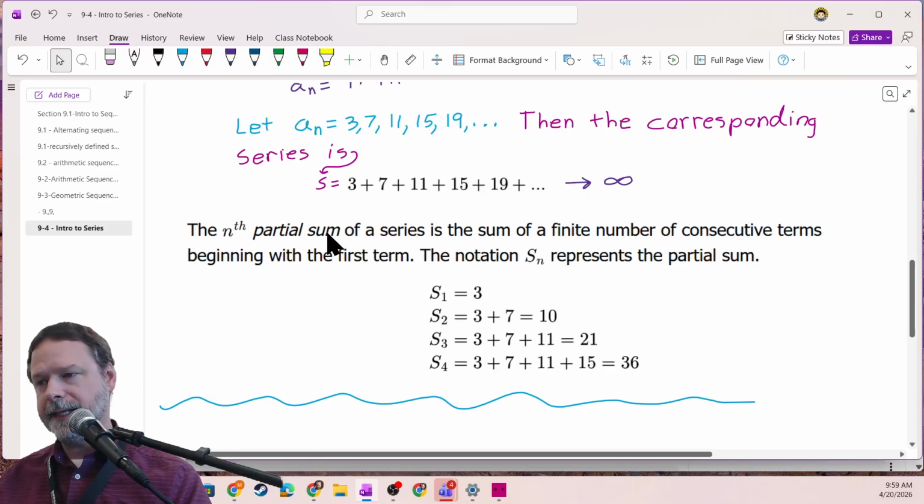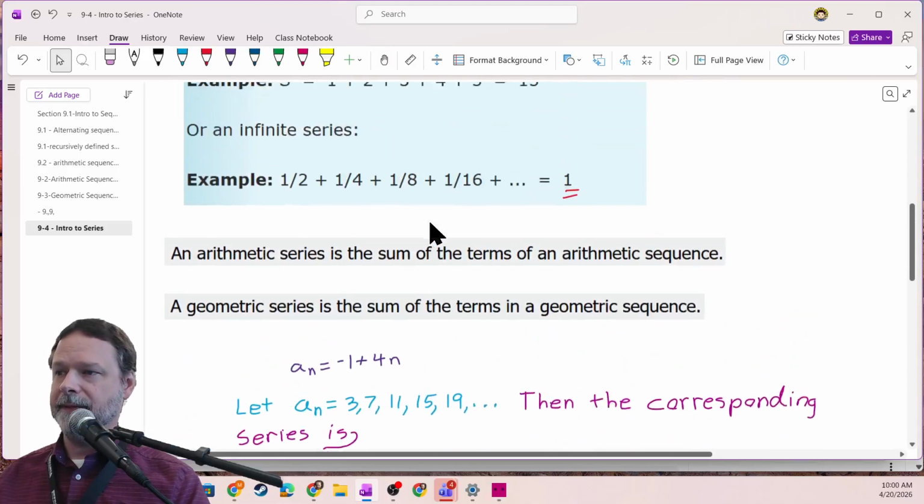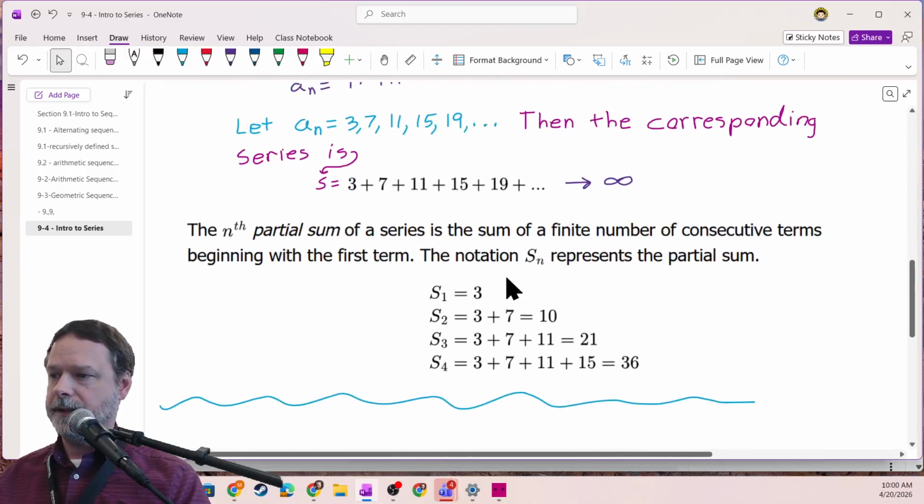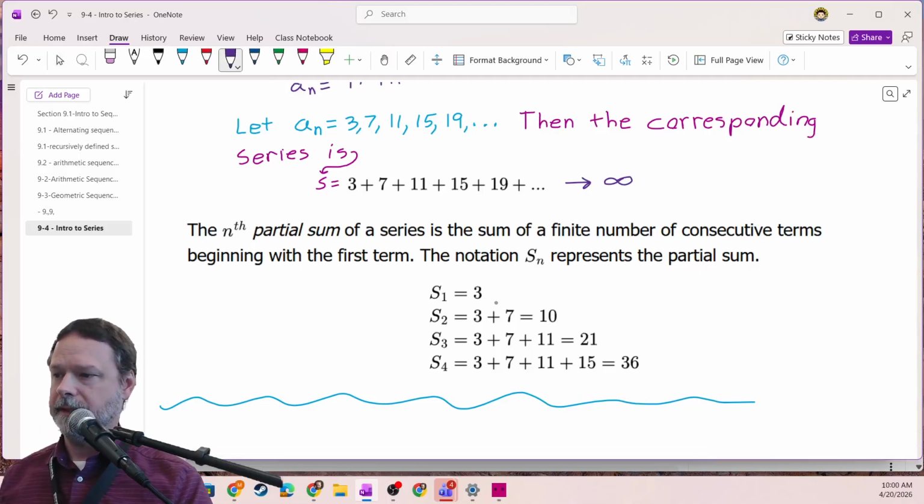So the nth partial sum of a series is the sum of a finite number of consecutive terms beginning with the first term. Finite being, hey, there's a certain number of terms we're going to be adding, not an infinite number. The notation S sub n represents a partial sum. In this case, S1 is just the first term. S2 is our first 2 terms added up. S3 would be the first 3 terms added up, n equals 1 to n equals 3, and so on.